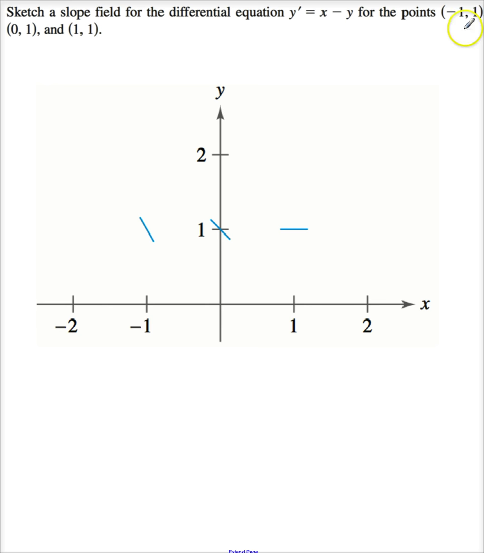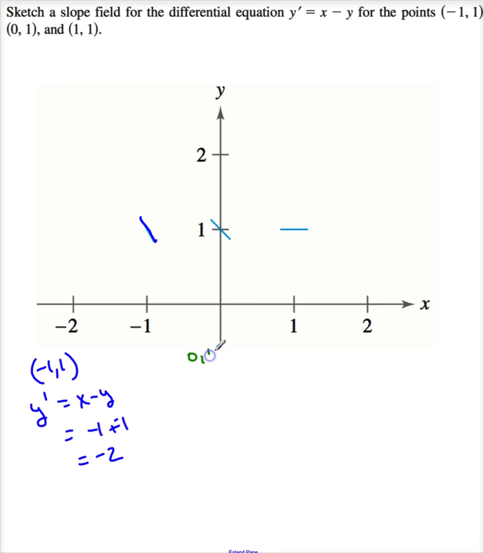And suppose I want to sketch the slope field at the point (-1, 1). Then at the point (-1, 1), I'm going to plug x and y into y prime equals x minus y. So x is negative 1, y is positive 1, so we've got a negative there. So this is negative 2. So the slope at (-1, 1) is negative 2. So I come over here to (-1, 1), and I put a short dash that is at about a slope of negative 2.